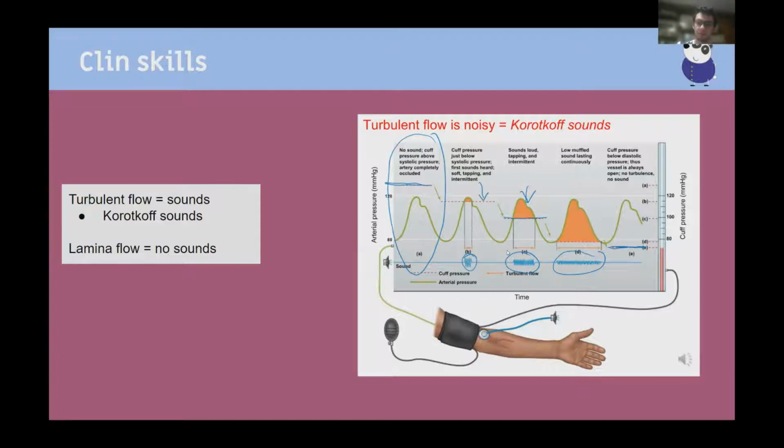Now, as the pressure of the cuff gets smaller and the vessels can dilate wider due to their internal blood pressure, the tapping will get louder and the sounds will become louder, but it will still be turbulent because the vessel is not completely patent. That will continue until finally the cuff pressure will be below.